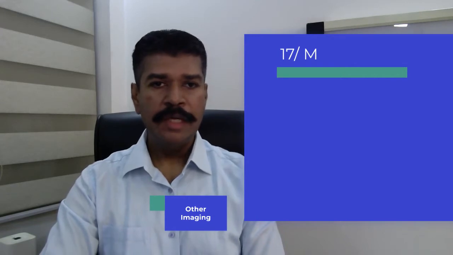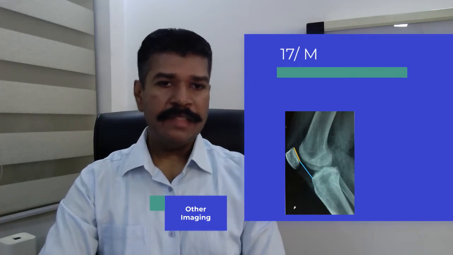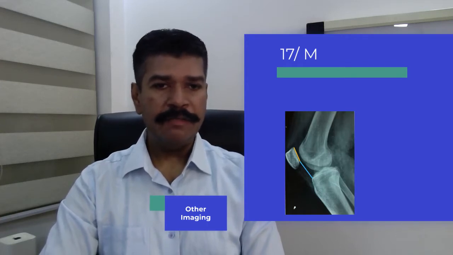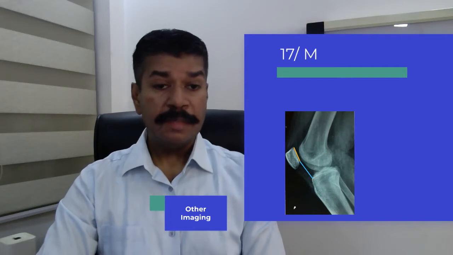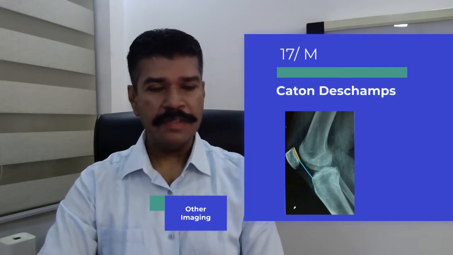Now let's look at our patient. He's a 17-year-old boy with multiple episodes of right-sided patellar instability. The lateral X-ray provides a wealth of information in a patellofemoral instability patient, sometimes as much as you would expect from a CT scan or any higher investigations.